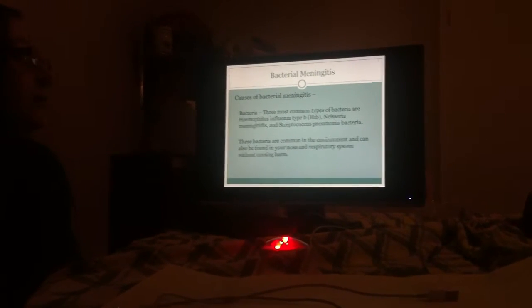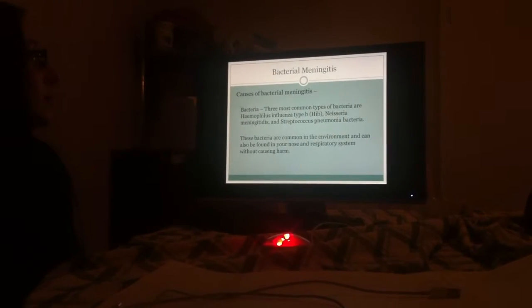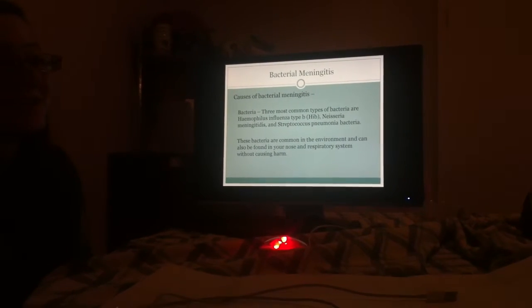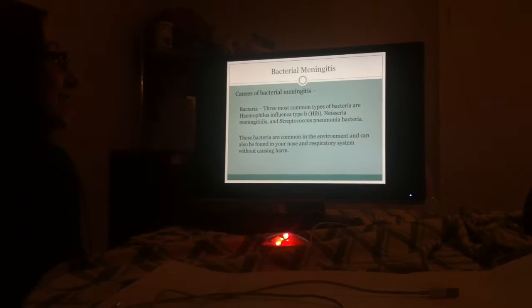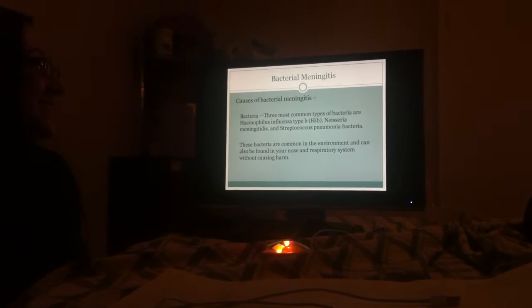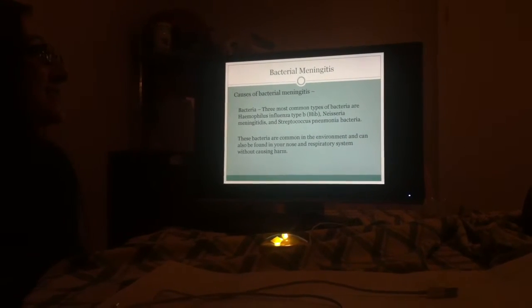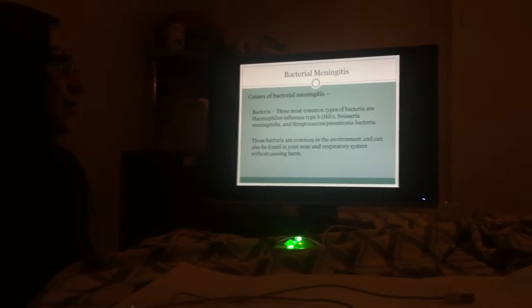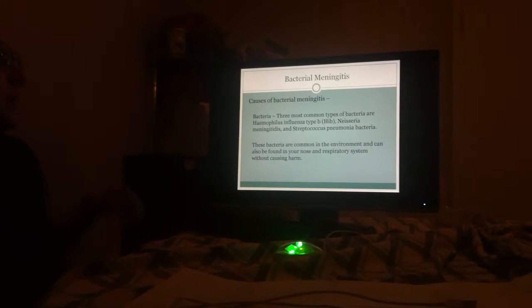The main cause of bacterial meningitis is bacteria itself. There are 3 that are most common: Haemophilus influenzae type B, also known as Hib, Neisseria meningitidis, and Streptococcus pneumoniae. These are most common in the environment and can be found in your nose and respiratory system.